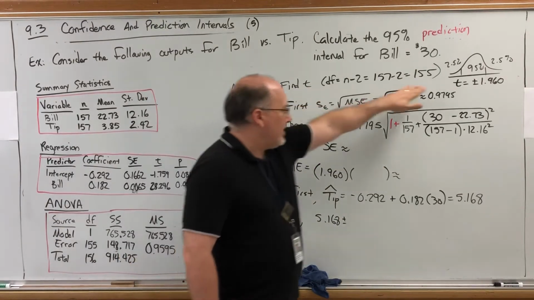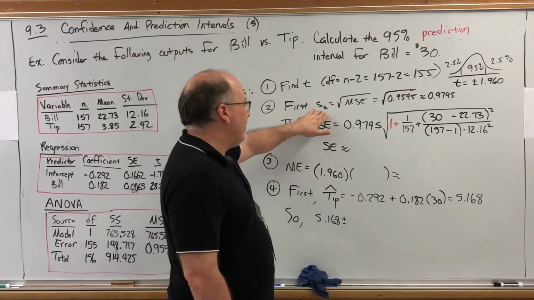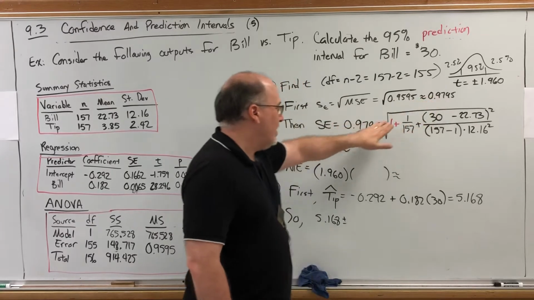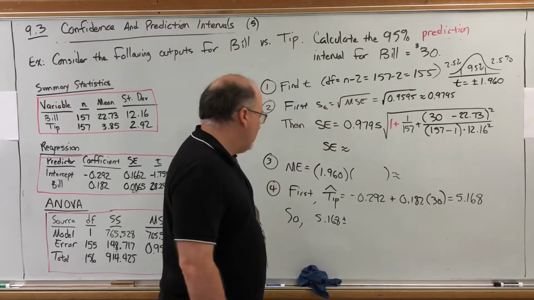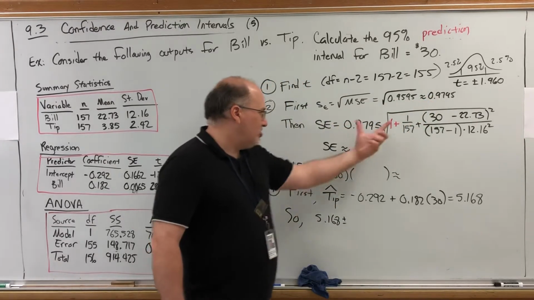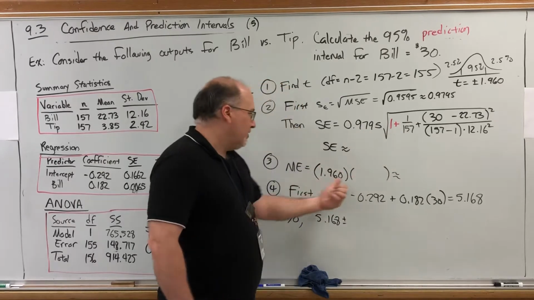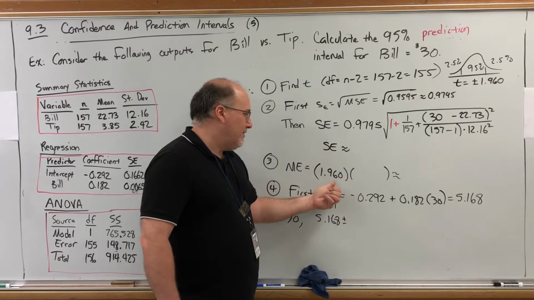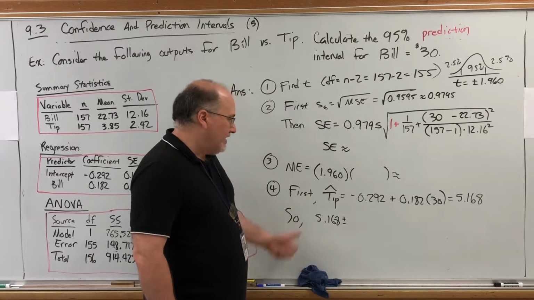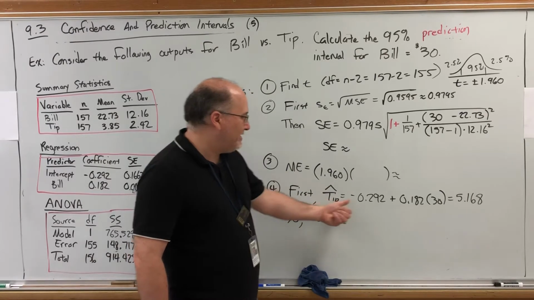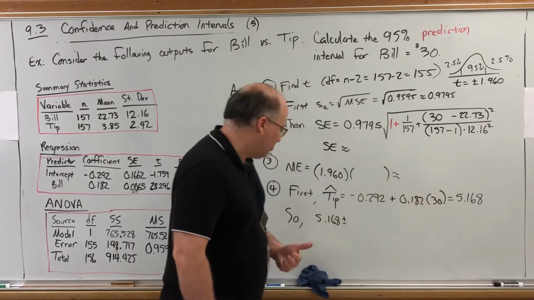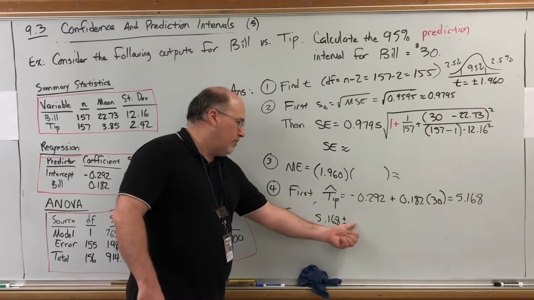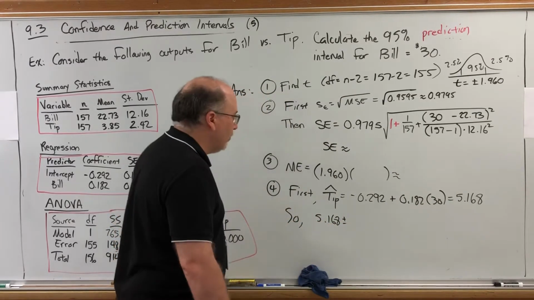The t is still the same. The standard deviation of errors is still the same, which is why it's still 0.9795. So I'm going to recalculate the standard error, recalculate the margin of error, which still has the same value for t here. I don't have to recalculate the predicted tip when the bill is $30, that stays the same. But I will have to change the margin of error when I calculate the interval.